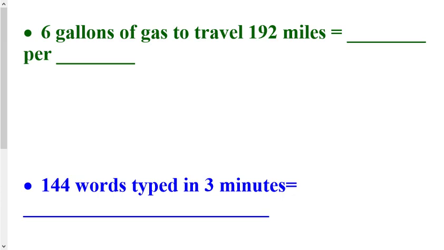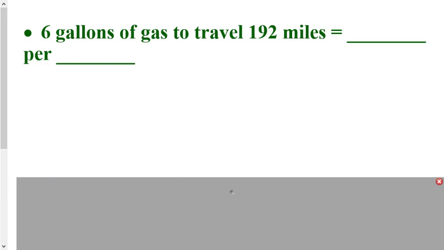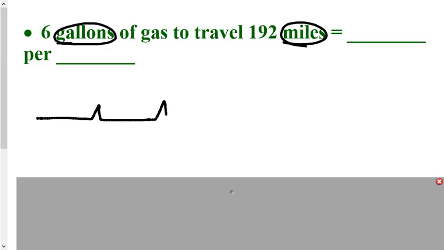All right, let's look at another example. We have 6 gallons of gas, and we're going to use it to travel 192 miles. When you look at this, my two units, my two things that are being compared, are my gallons and my miles. So when I set this up, I could say, well, I need 6 gallons to travel 192 miles. Notice if I'm going to put gallons on top, then the 6 has to go on top because it's a number of gallons. And if I put miles on the bottom, then the 192 has to go on the bottom because it's a number of miles.